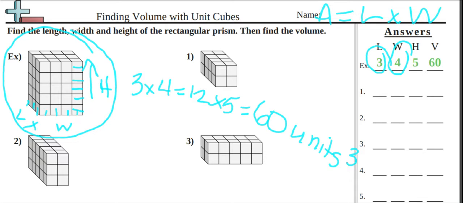Each of those squares are all called a unit, and we're trying to ultimately figure out how many squares are in that entire shape. If I counted up every single square that was in that shape, even the ones that are on the inside that I may not be able to see, there would be 60 units altogether. I figured that out by doing length times width, figure out the base first, and then multiply it by the height. So here we did 3 times 4 first, and then we multiplied it by 5 to get 60. That's the volume.